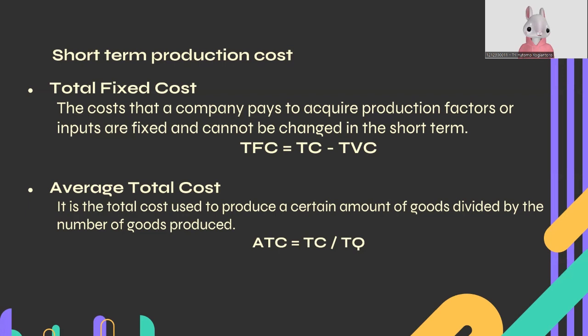And then average total cost is the total cost used to produce a certain amount of goods divided by the number of goods produced. So to calculate average total cost, ATC equals TC divided by TQ. TQ means total quantity, so TQ has the meaning of total goods produced.